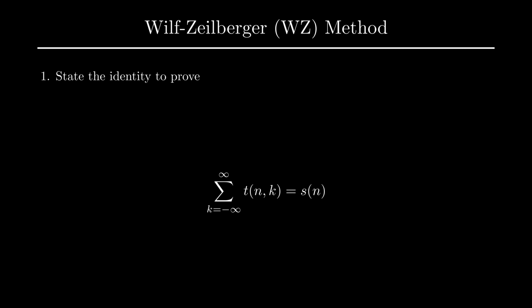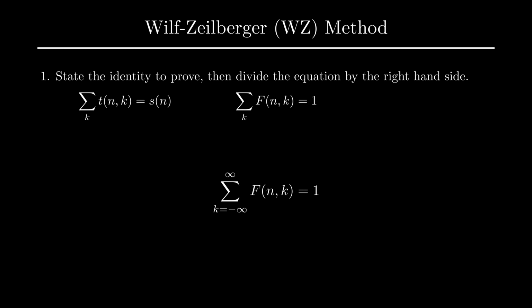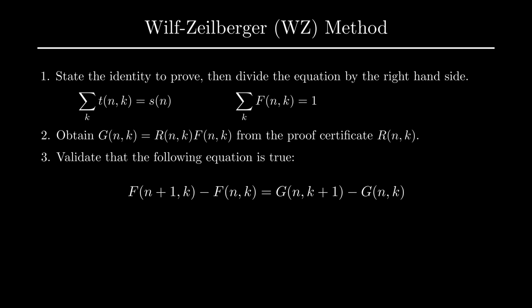Here is how the WZ proof algorithm works. First, state the identity you wish to prove. Then divide the right-hand side from the entire equation. We are now looking to prove that the sum of f of n,k is equal to 1, which is equivalent to the original problem. Suppose r of n,k is your proof certificate. Multiply that to f to obtain g of n,k. F and g now make up what we call a WZ pair. In a future video, we will explain some very interesting relationships between the two functions. The magic step is now testing that this equation is true.